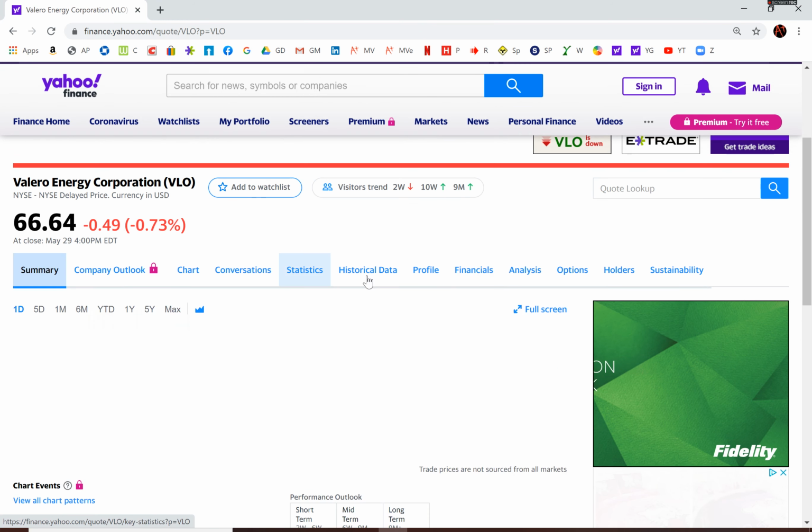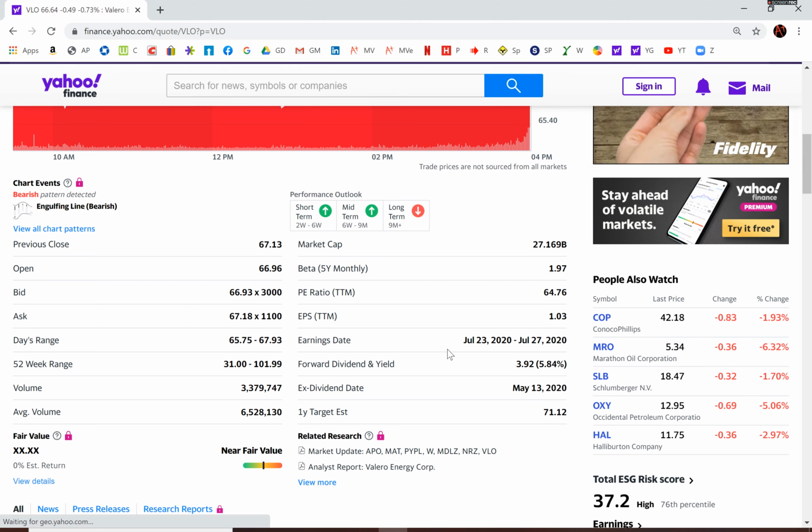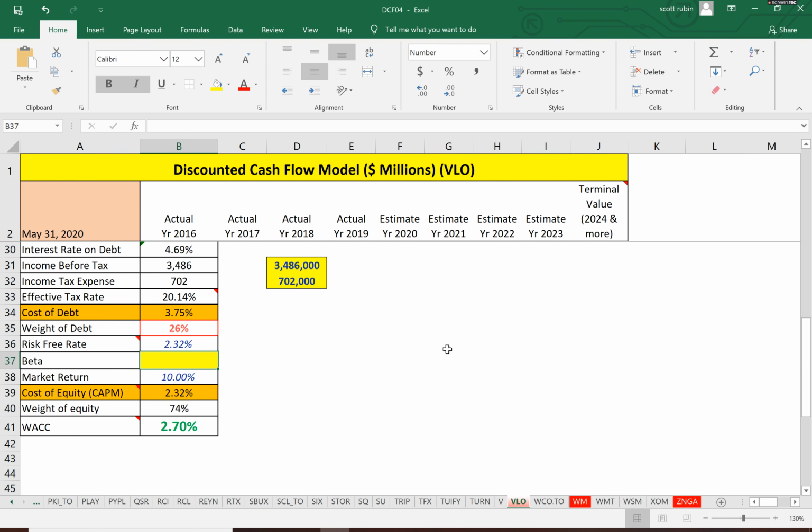Let's get the cost of equity. The beta is kind of high, 1.97, so that means the stock price moves twice as much as the market. So the higher the beta, the higher the cost of equity. And we calculate cost of equity using the CAPM model, capital asset pricing model. It's a pretty simple calculation.